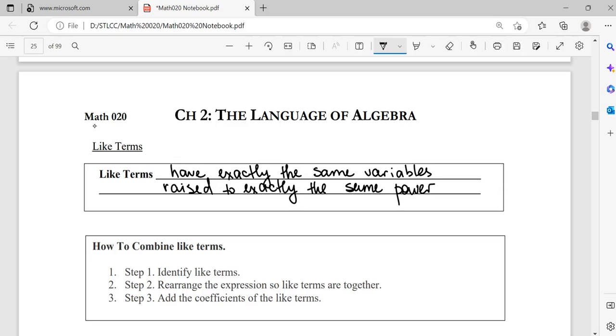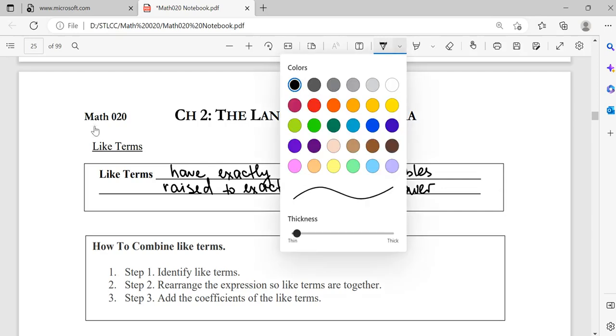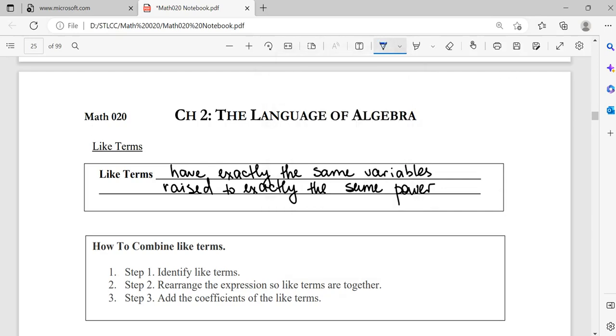Okay. So what do we do with the like terms? We combine like terms. The only thing that we do is combine like terms. And when I say combine, I mean add like terms. That's the reason why we study them, because the only thing that we can do with like terms is combine them. And when I say combine, I mean add.